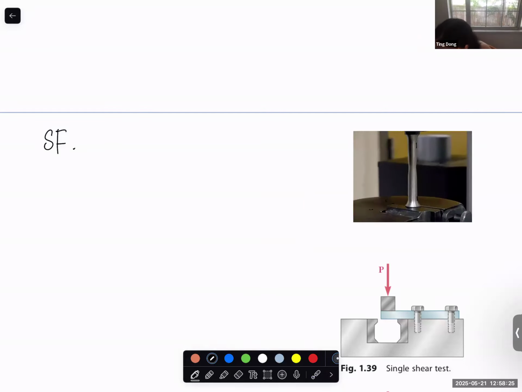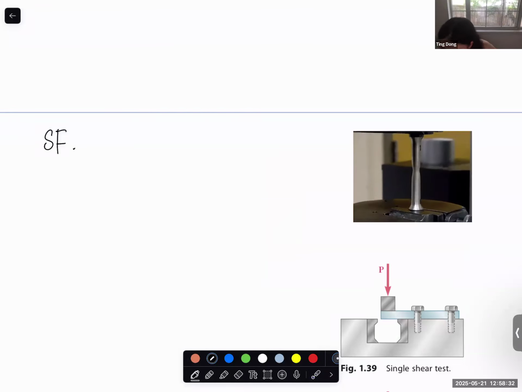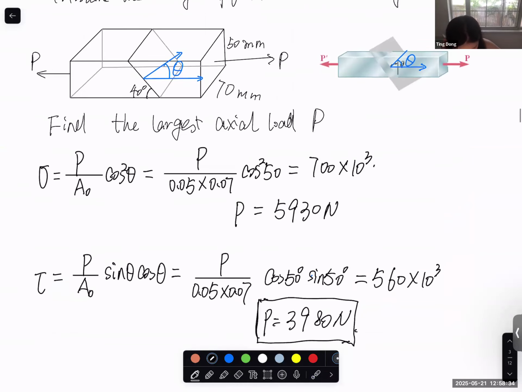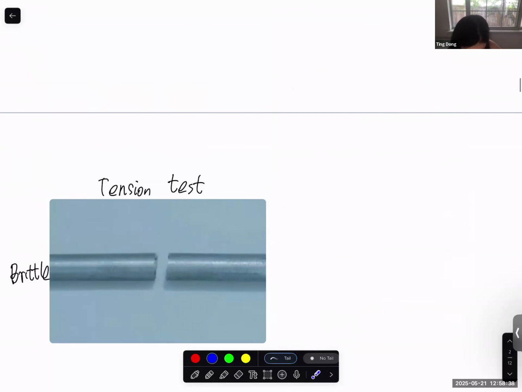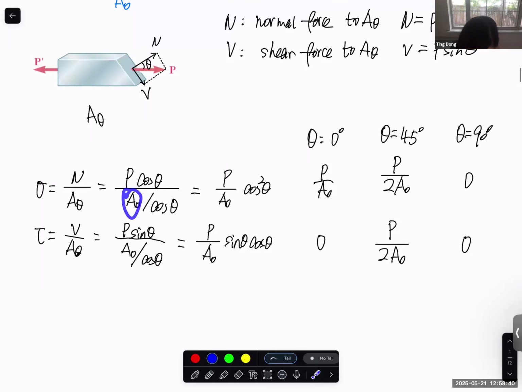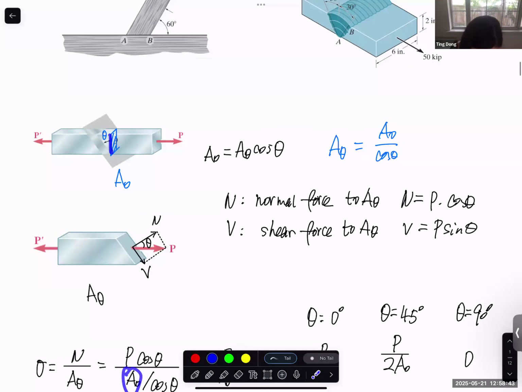It's a cross section. Why was the area for each of them the same? Go back to the definition of A naught. What is A naught here? A naught is the cross-section area, right? Did I answer your question? A naught is the cross-section area. That's why the area for each of them is the same.